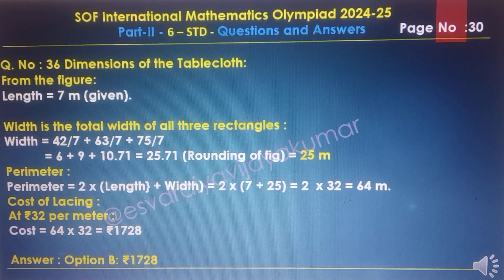The cost of lacing at rupees 32 per meter. 64 into 32, we are getting rupees 1728. Option B is the answer, rupees 1728.